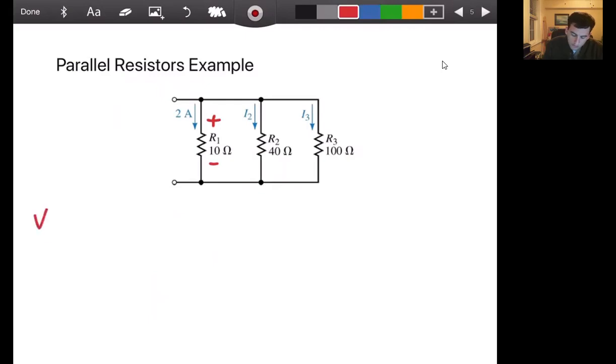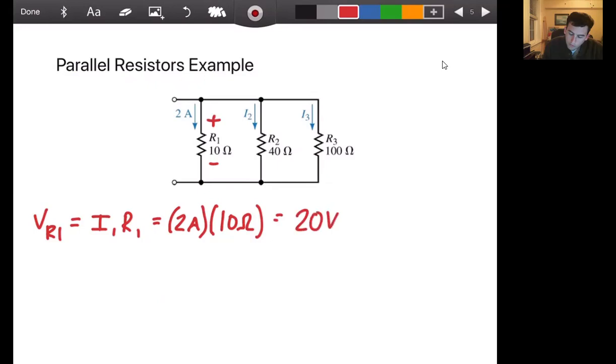We know that voltage by Ohm's law is just equal to current times resistance. Well, we're given both of those values. We're given that we have 2 amps flowing through that resistor. We know it's a 10 ohm resistor. Therefore, we have a 20 volt drop across R1.